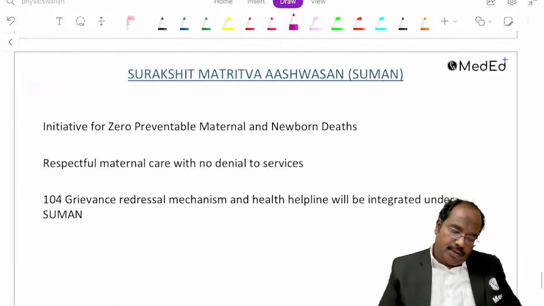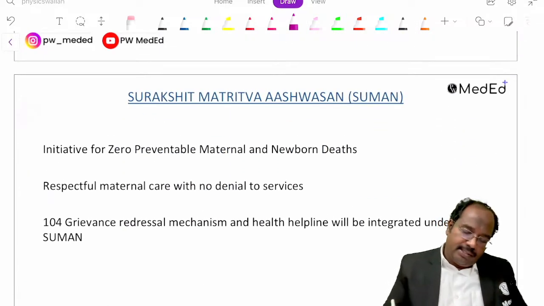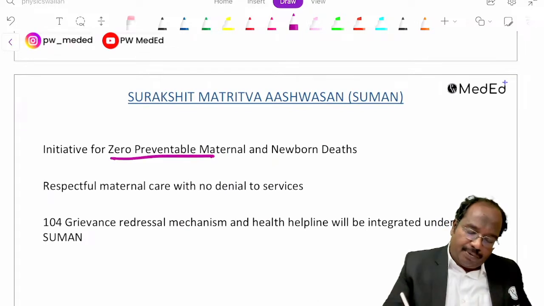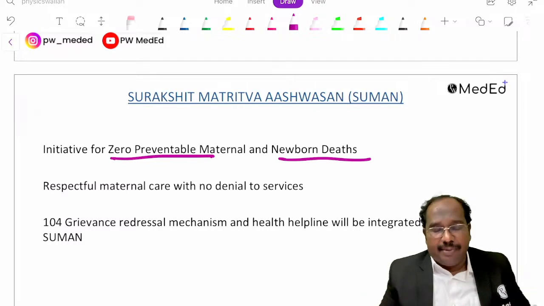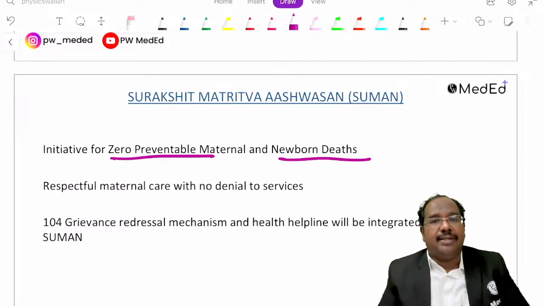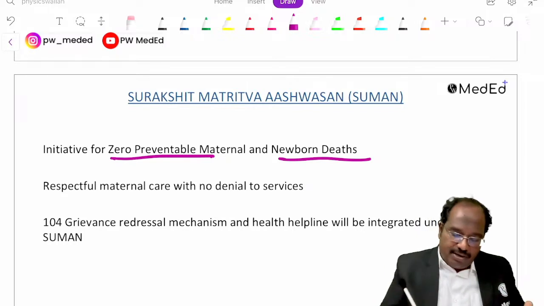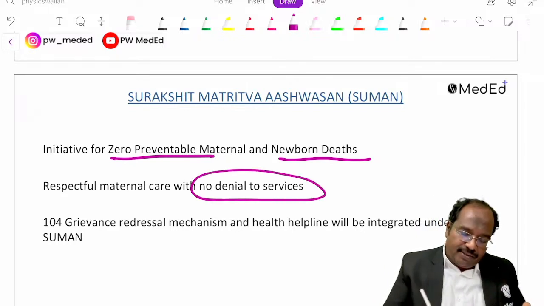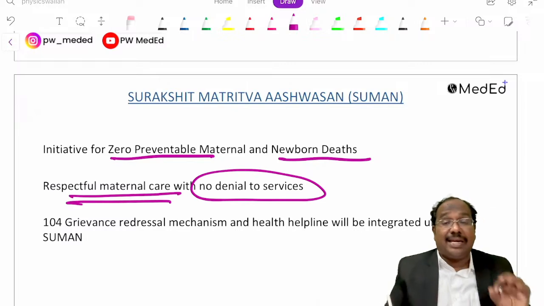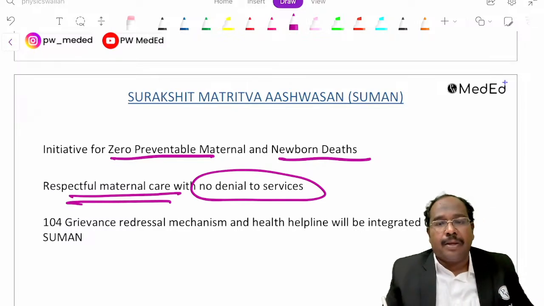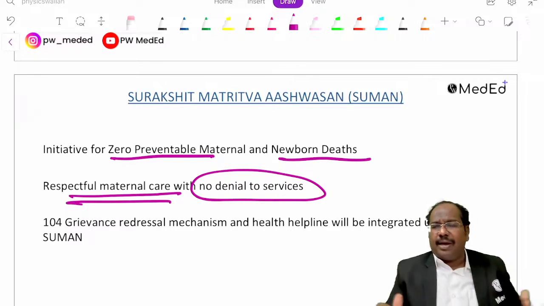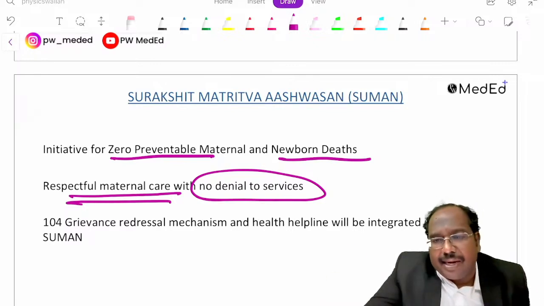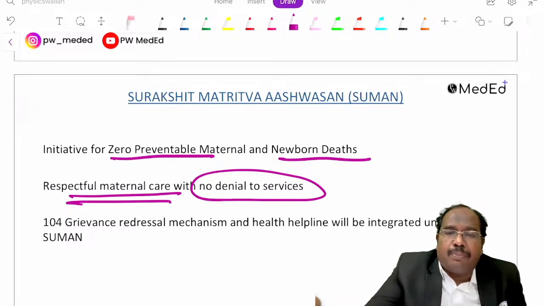What is this Suman? Suman is the Initiative for Zero Preventable Maternal and Newborn Deaths. Whatever programs are there, RMNCHA, all these will come under this. The only thing is that we should not be doing any denial of services. We should be providing respectful maternal care. Everybody has the right and we should provide this care. RCH, RMNCH, antenatal care, intranatal care, postnatal care, that comes under this Suman.